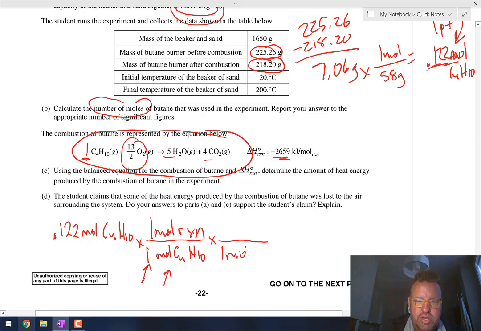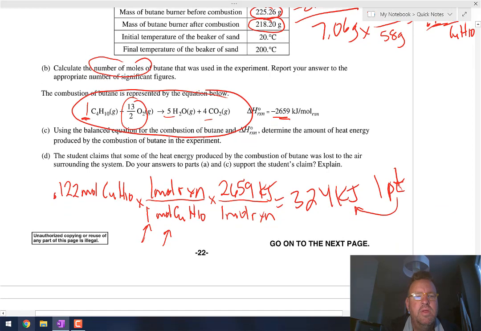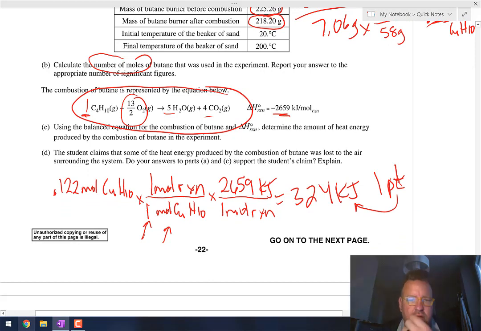Now we just use the enthalpy, 1 mole of the reaction, 2,659 kilojoules, and we get our answer, which is 324 kilojoules. Okay, and that was just a 1-point response. Basically, if you have the right answer, they're going to give you credit for it. Okay, and then part D, the student claims that some of the heat energy produced by the combustion of butane was lost to the air surrounding the system. Do your answers to part A and C support the student's claim?